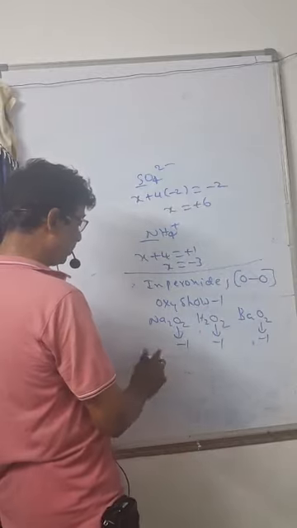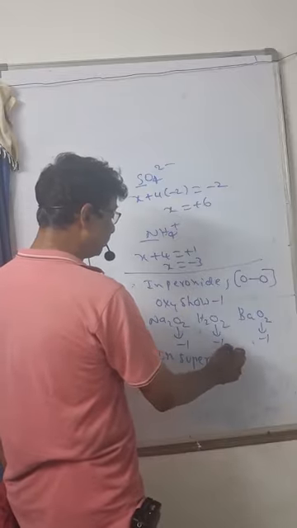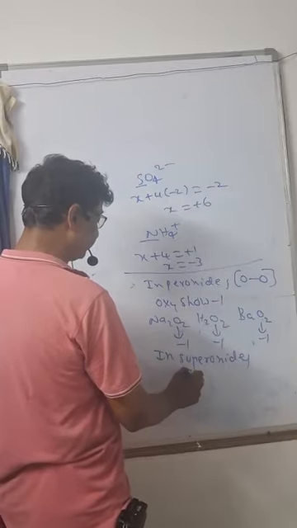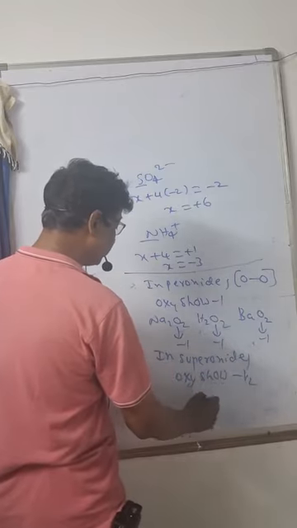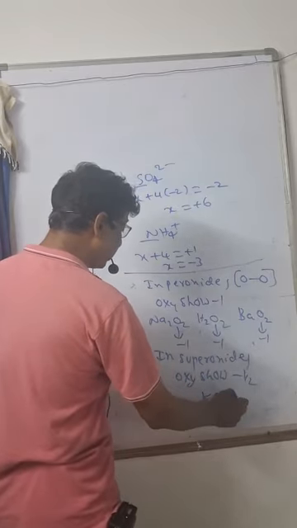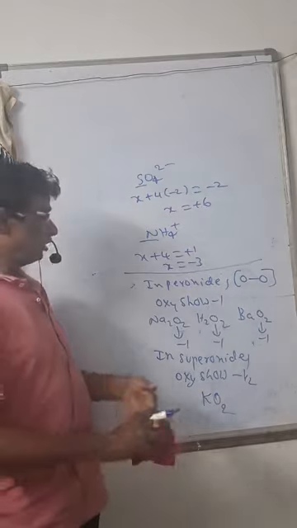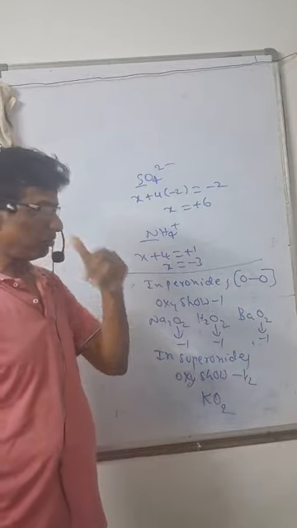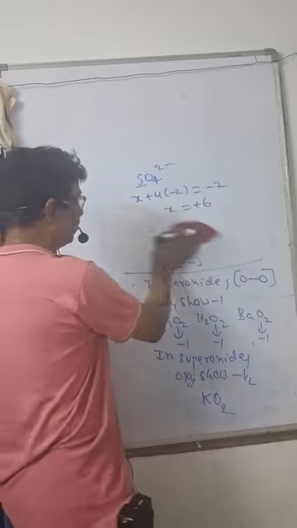Next one, in superoxides. Superoxides, oxygen show -1/2. For example, KO2, potassium superoxide. It can show -1/2. Then peroxides and oxides are different. Okay? Peroxides, superoxides are different.